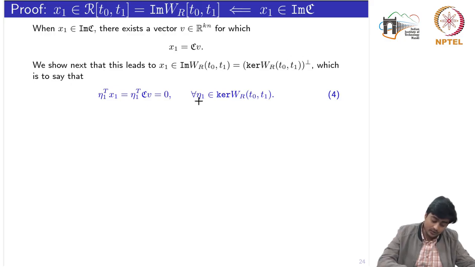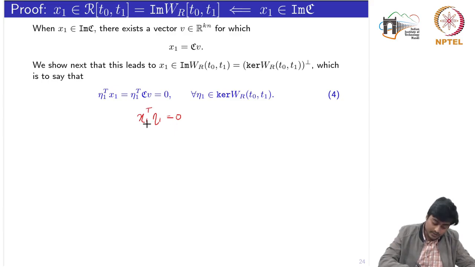Again, we know that WR is a symmetric matrix, so I remove this transpose, which is to say that for all eta 1 belonging to this kernel, eta 1 transpose times x1 is equal to 0, right? Just to be clear, in the earlier proof we had x1 transpose times eta 1 equal to 0, if you recall this.